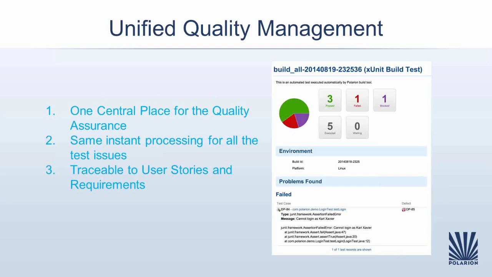The continuous integration and continuous testing process of Polarion is set up in a way that there is one central place for all quality assurance processes. There is the same instant processing for all the test issues, no matter what kind of test fails. Is it a unit test, is it a manual test, is it a performance test, it's the same kind of processing. And the process is always closely coupled with the user story workflow. So at the end, we can guarantee that the story was well tested, verified and validated without any delays.